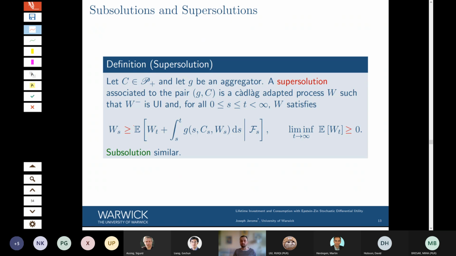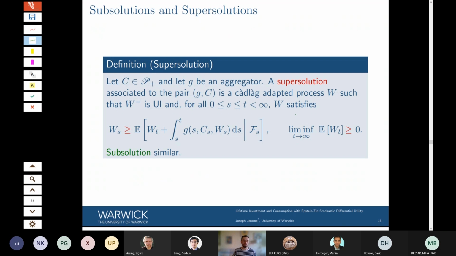If we were to consider a utility process, then we could show that this is satisfied with equality for a utility process. So in some sense, a supersolution is something that is above the utility process, which kind of makes sense. And anyone familiar with the BSDE literature will recognize that this is pretty similar to the notion of a supersolution for a BSDE. And then you also have this transversality condition: the limit of the expectation of W_T is greater than or equal to 0.